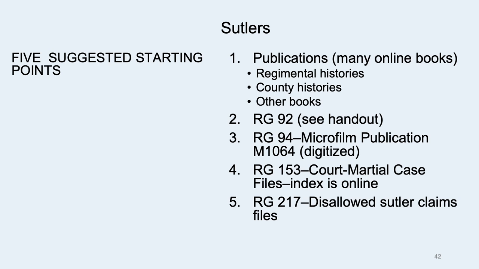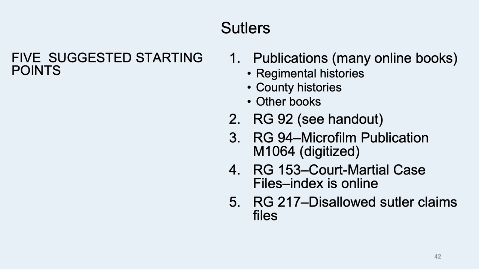In Record Group 153, Records of the Judge Advocate General, Army, the court-martial case files include Sutlers, and we discussed earlier in this presentation how to use the online index. In Record Group 217, Records of the Accounting Officers of the Treasury, there are disallowed Sutler claims files, and the names of those Sutlers are all in our online catalog.